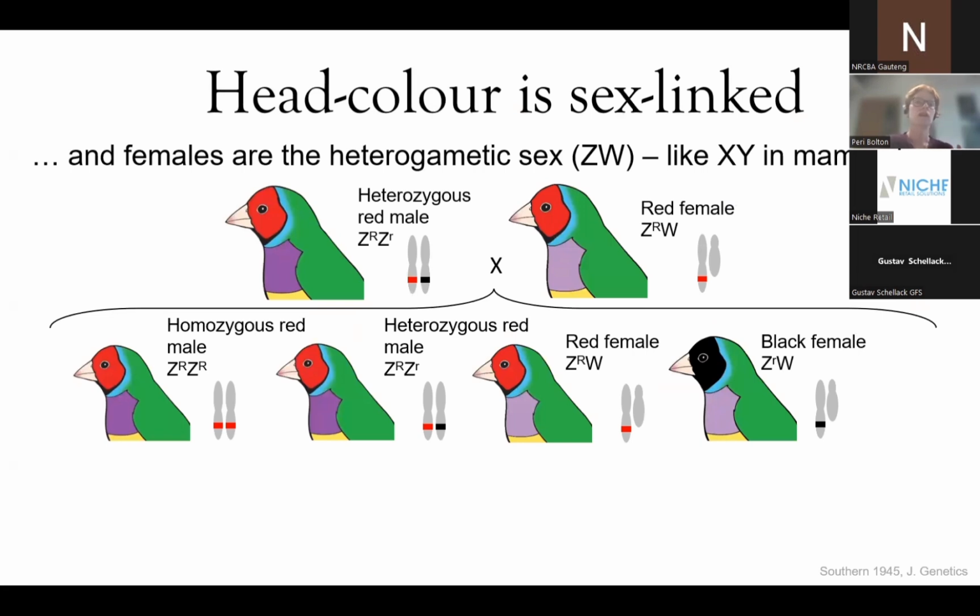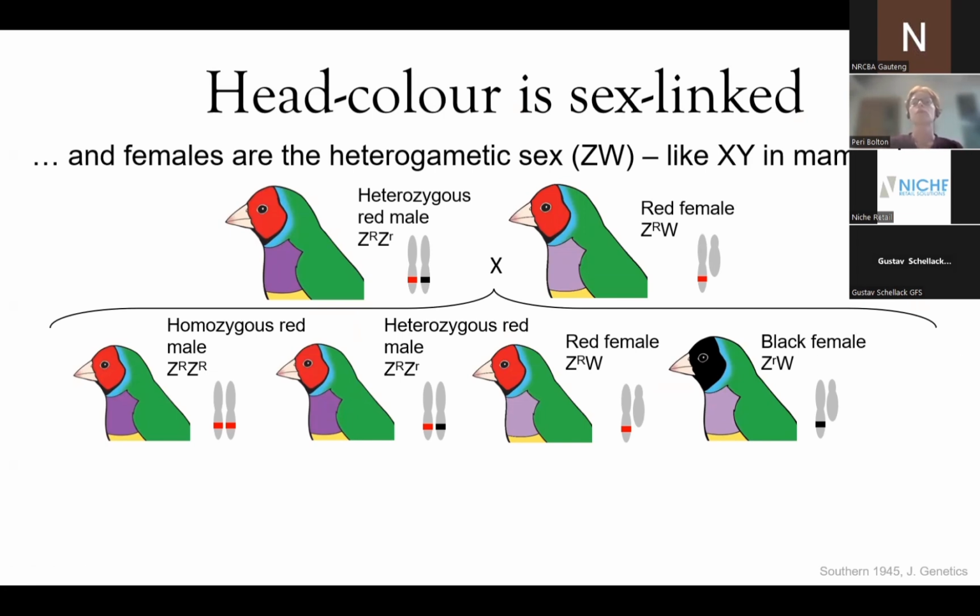Now, just a refresher for those who might not know, head colour in the Gouldian finch is sex-linked, which means it's carried on the sex chromosomes. So in humans and other mammals, that's the X and the Y chromosomes. But in birds, females have the Z and the W. And so this means that red females are much rarer than red males.